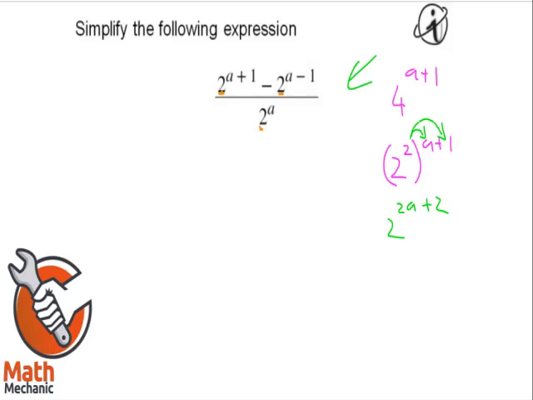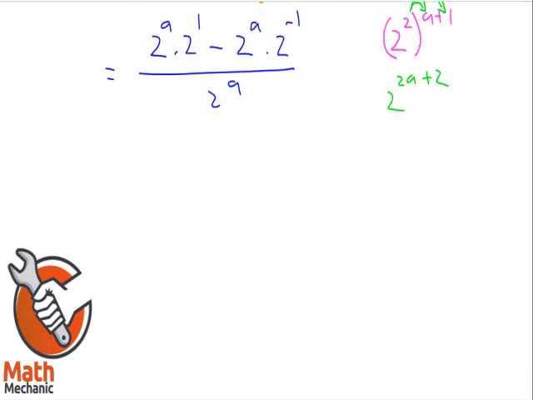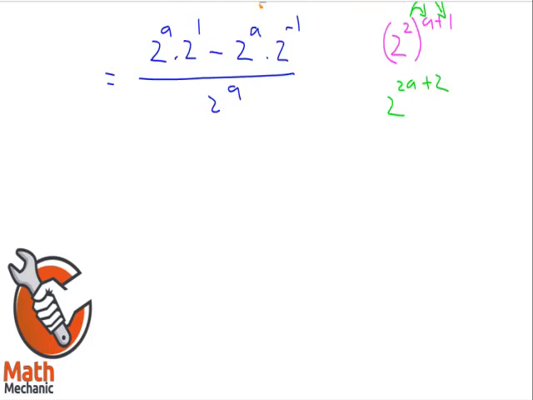We are going to write the first expression as 2 to the power of a times by 2 to the power of 1. Then minus 2 to the power of a times by 2 to the power of minus 1, divided by 2 to the power of a. So that is a very important step, making sure that every one of the exponents has the same base number. And then from here going forwards, there are different schools of thought on what you can do next.